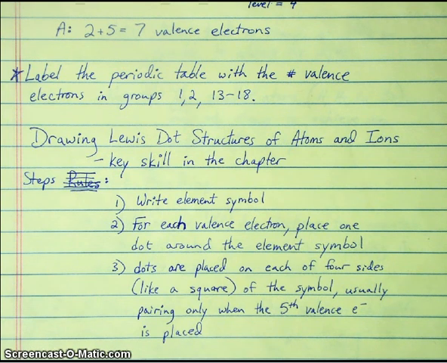And these dots are placed on 4 sides, kind of like a square, and you normally put 1 dot on each side of that square until you end up with a 5th. And then from the 5th, 6th, 7th, and 8th electrons, you start to pair the dots.